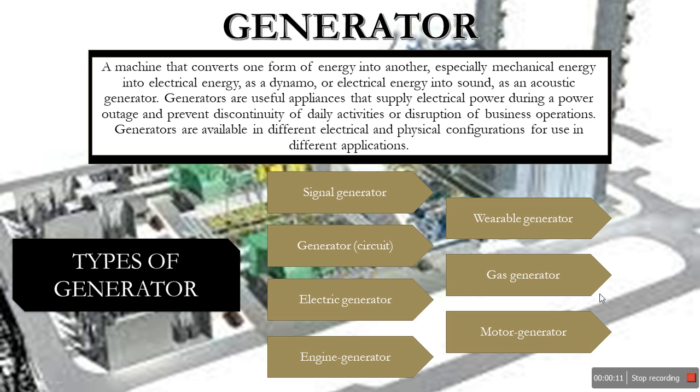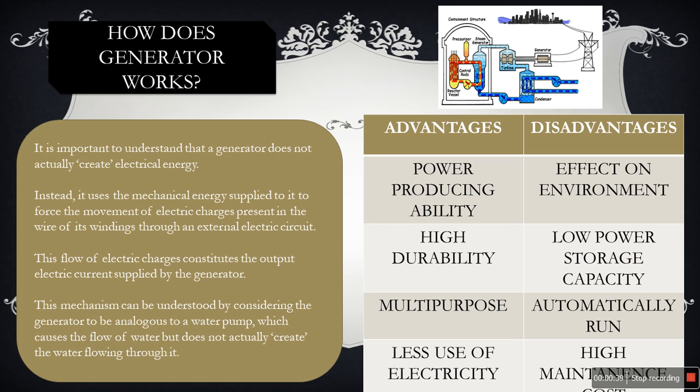First, the elements of the power system are the generator. A generator is a machine that converts one form of energy into another, especially mechanical energy into electrical energy as a dynamo, or electrical energy into sound as an acoustic generator. There are a few types of generator. First, signal generator, generator in circuit, electric generator, engine generator, variable generator, gas generator, and lastly motor generator.